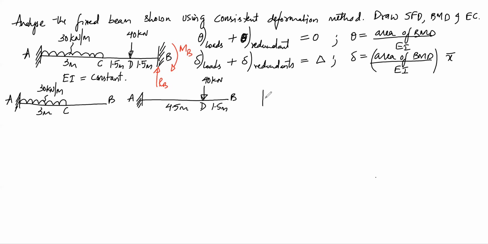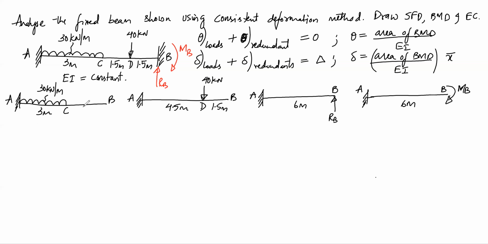And now the next beam will be cantilever with the redundant RB, and this span is 6 meters. And one more beam will be cantilever with moment MB, and this is 6 meters. So these are the simpler beams which we can divide into. Now we have to draw the BMD for each of these cantilever beams.